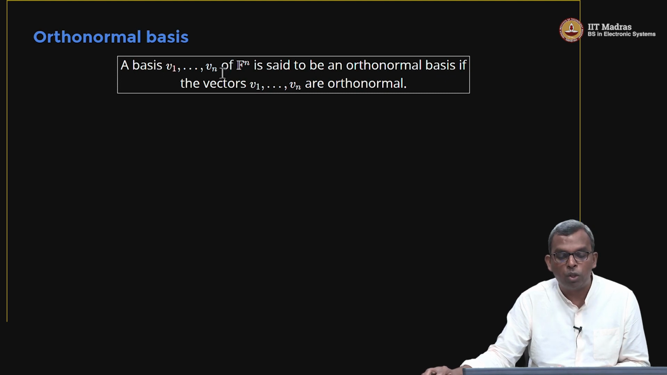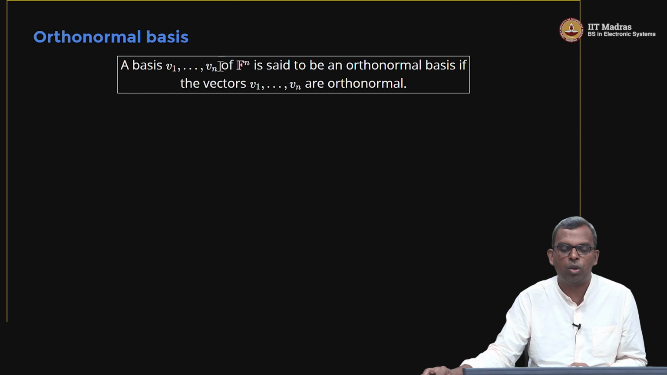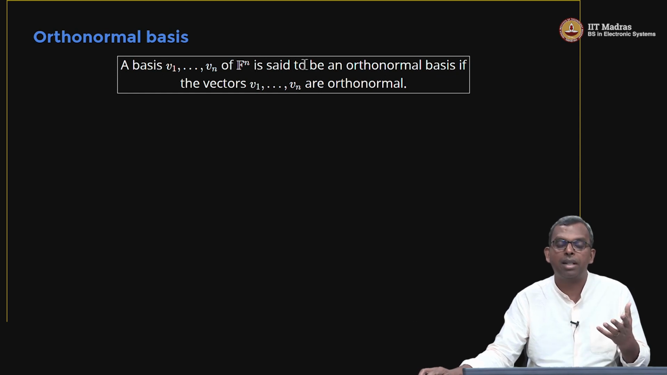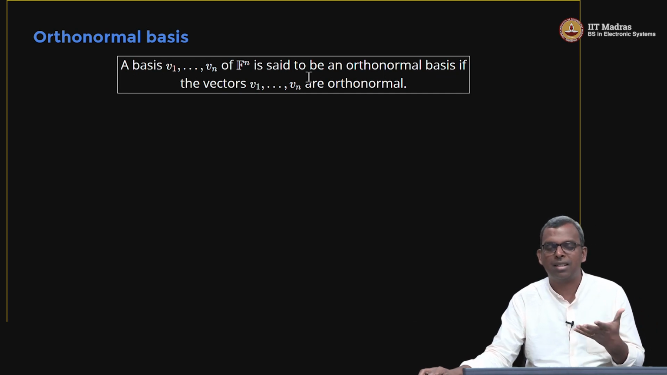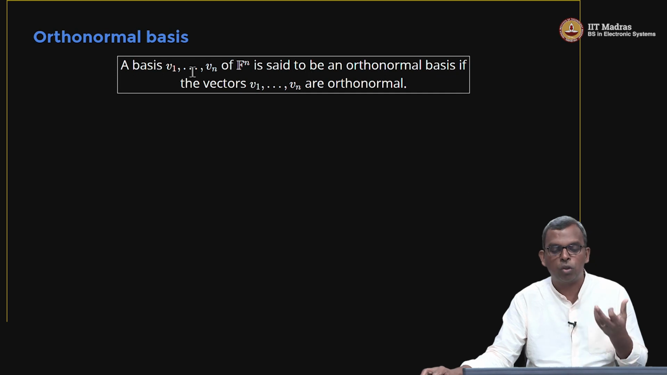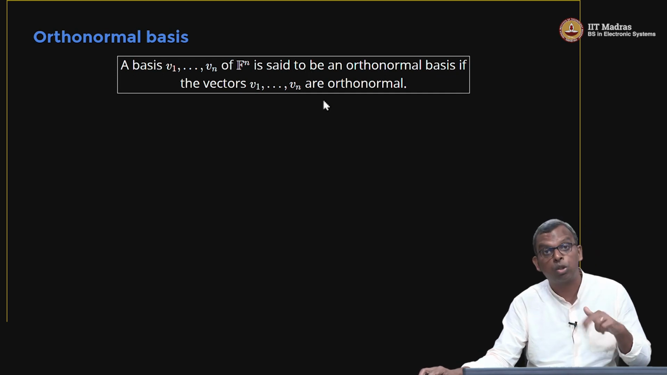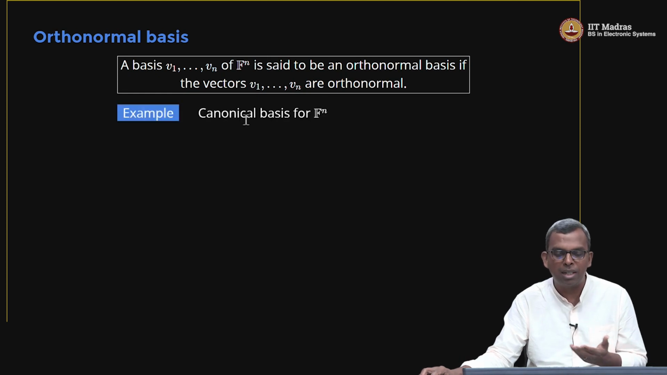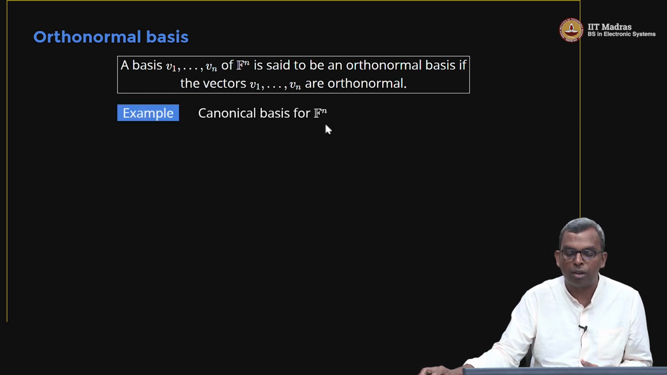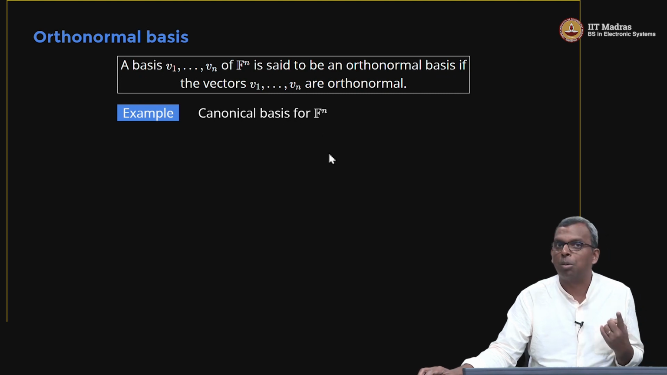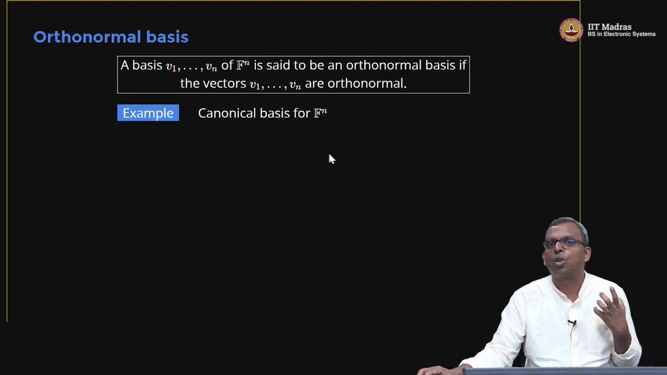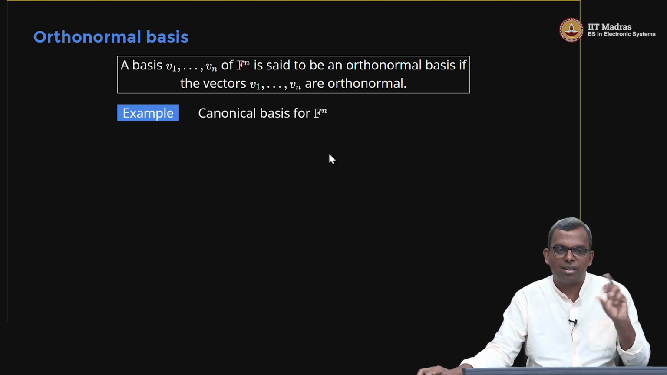So if you have v1 to vn in Fn, we say it's an orthonormal basis. Supposing you have a basis v1 to vn of Fn, when is it said to be an orthonormal basis? If the vectors are orthonormal. Very obvious definition, but you have a lot of basis vectors in Fn, and if those basis vectors also are orthonormal, then you have an orthonormal set of basis vectors. Now, is it possible? Yes, here is an example. The canonical basis for Fn is an orthonormal basis, isn't it? It's a nice basis because it's orthonormal. Any two vectors in the canonical basis are orthogonal to each other, and they form a basis.